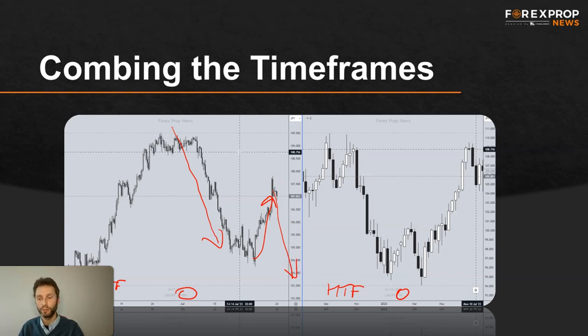You look on the higher time frame, and the higher time frame is showing you an uptrend, a retracement, and now the question is, are we going to continue going up? And that higher time frame is certainly suggesting that. So this is where you will stick to your time frame and then go to the lower time frame to make your decision.